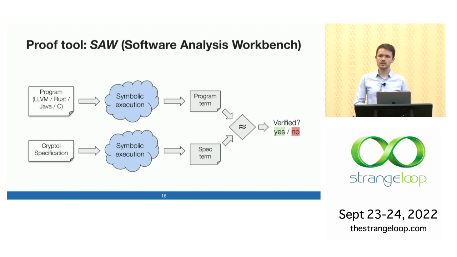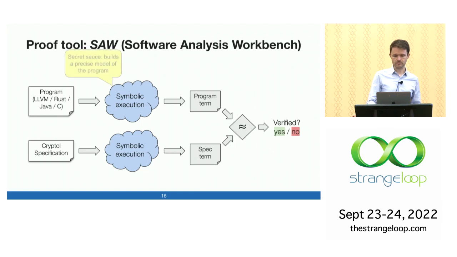The way that we do this is we have a proof tool, a tool for proving properties about programs. And this is a little architecture here. I won't go into too much detail about exactly what's going on, but it gives you a sense. On the left-hand side, the inputs, we have the program, which is in LLVM or Rust or Java or C. And then we have a pipeline, which will get to the point where we can say that it's verified or not. We also have as an input the Cryptol specification.